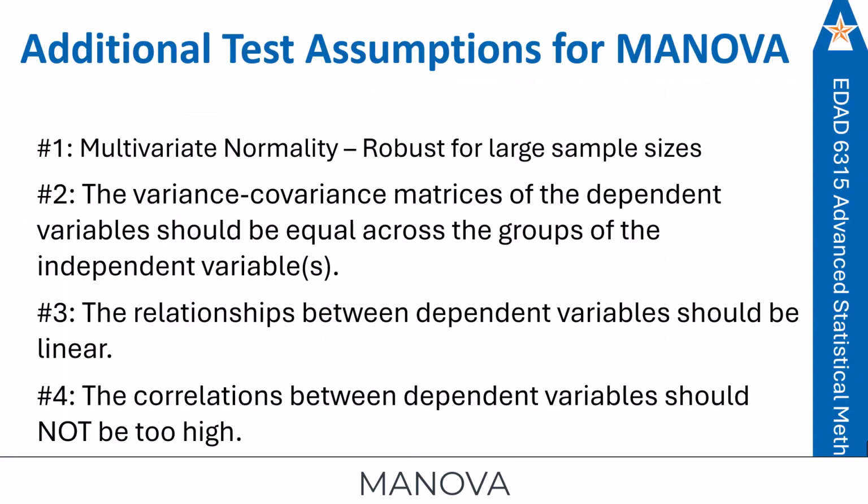Remember, there are additional test assumptions we need to examine for MANOVA. For multivariate normality, like we mentioned, it's robust for large sample sizes, so we're not going to examine that in the video. For the second assumption, we will analyze it through a test called the Box's test. The result will be generated with the MANOVA analysis together. But to check the third and the fourth assumptions, we need to run separate analyses. So let's do that first before we run the MANOVA analysis.